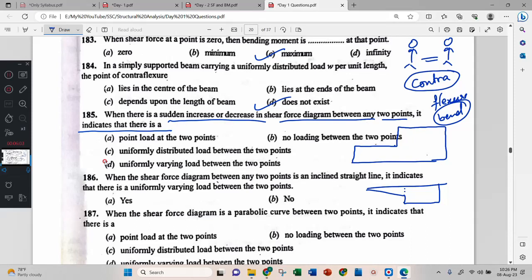Sudden increase or decrease in the shear force diagram between any 2 points indicates point load at the 2 points, no loading between the 2 points, uniform distributed load between the 2 points, uniform varying load between the 2 points. Sorry, point load at 2 points.